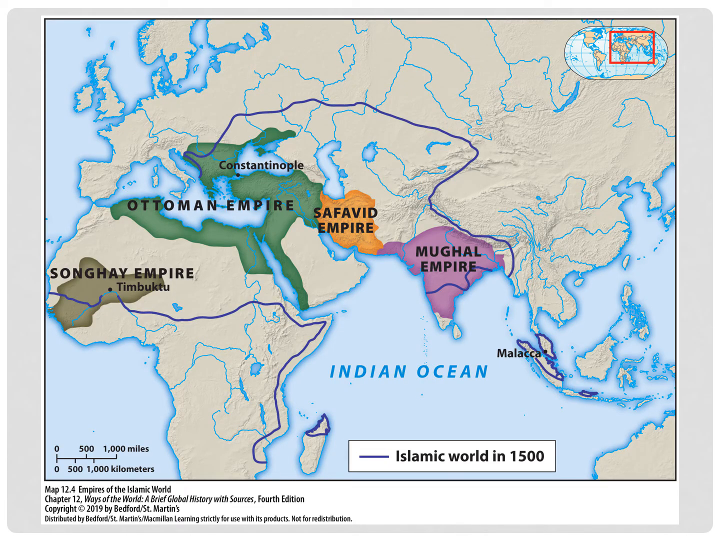Okay, so here again, I promised you a map. Here it is. This is the Islamic world in 1500. We're focusing here on the Ottoman Empire, which is in green.